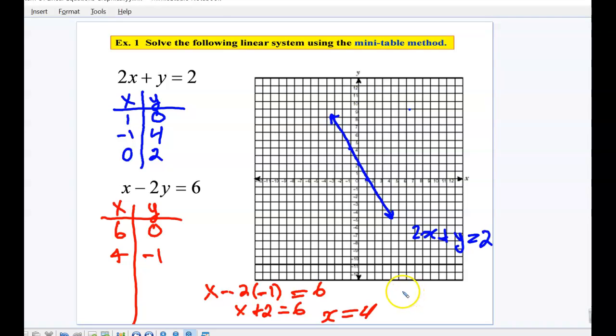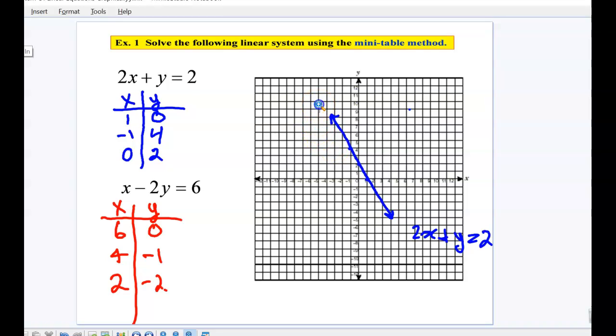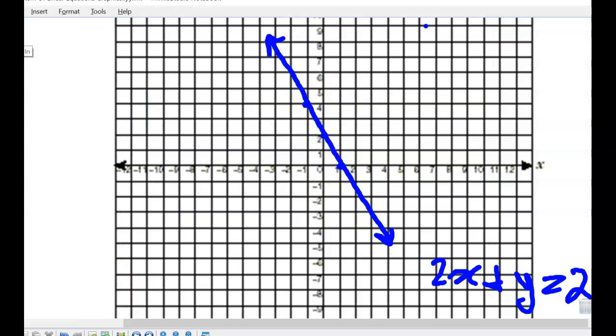And when y is negative 2, let's put a negative 2 in for y. It's going to be x minus 2 times negative 2 equals 6. So negative 2 times negative 2 is plus 4. And if I subtract, x is going to be 2. Those are the points I will get. Now let's plot these points. At 6, it's going to be 0.